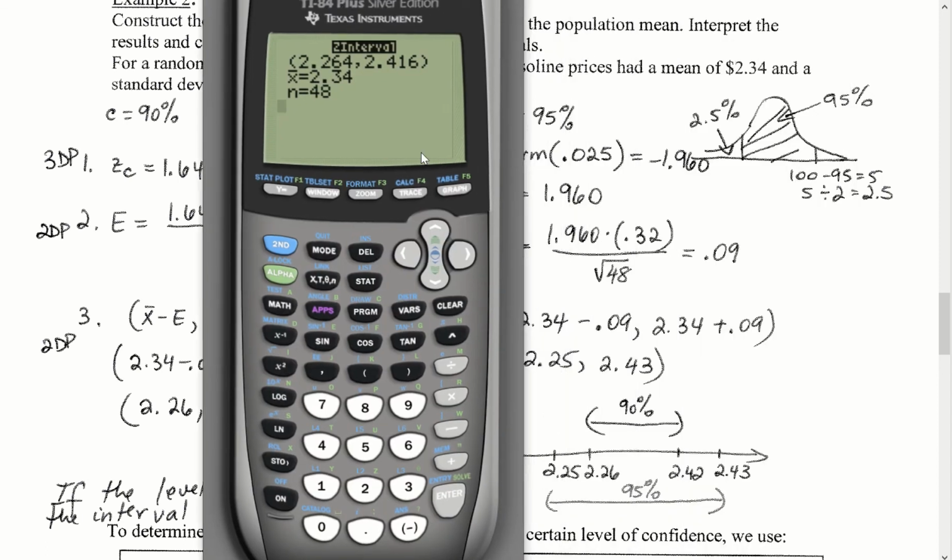So if I at least wanted to show that portion of it, I could do second distribution, go to inverse norm. For a 95% confidence interval, it would be 5% on the outside, which would be the 2 tails. Half of 5% would be 2.5%, or as a decimal, 0.025. And what we would see is that corresponding to a 95% level of confidence, that would be a Z critical of 1.960.